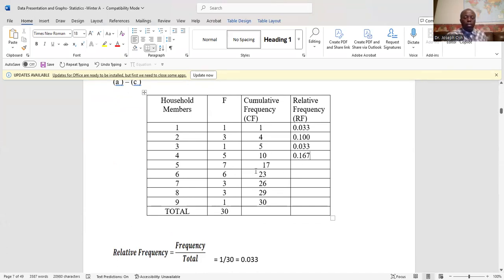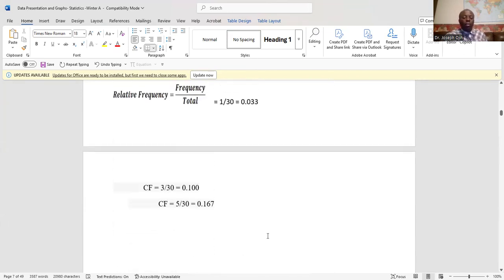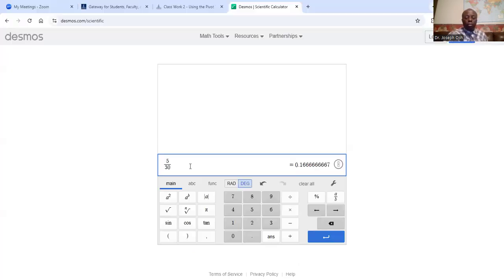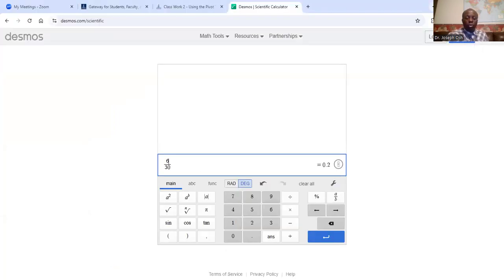Next is 7, so 7 divided by 30. You continue like this, keep dividing by 30. I'm going to go to the calculator: 7 divided by 30 gives me 0.233. And 6 by 30, just change this to 6, gives 0.200.